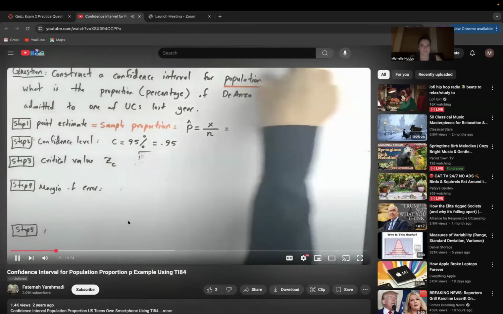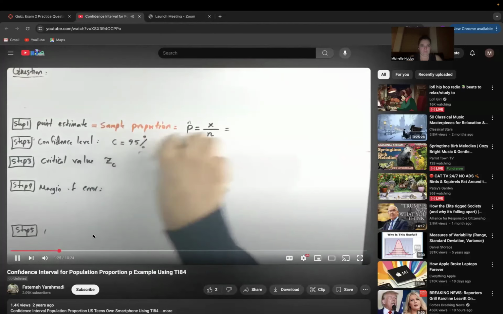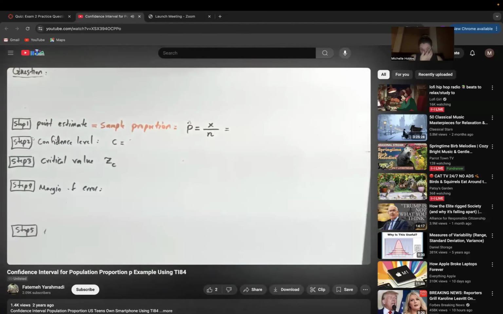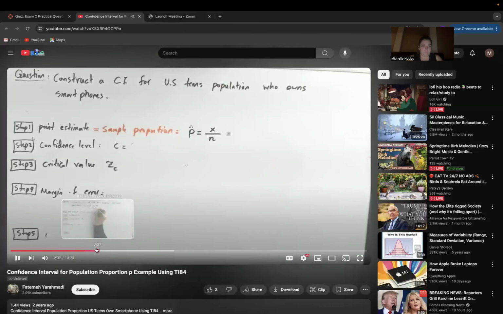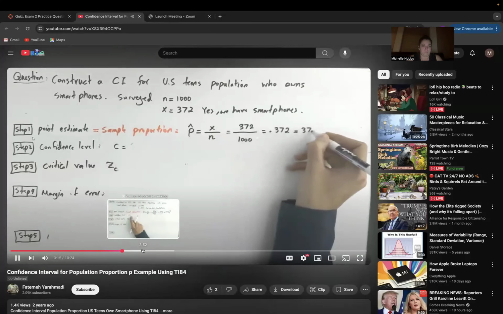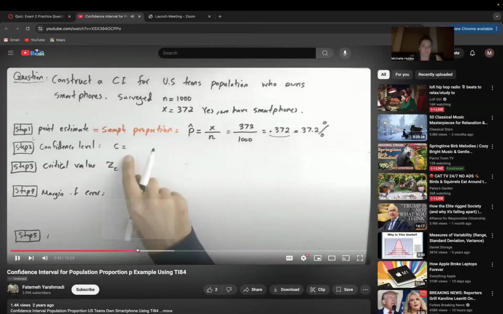We don't have any other choices, but our question is now different. Our question says, hey, construct a confidence interval, CI, for US teens, which is 37.2%, or 0.372, or the confidence level.